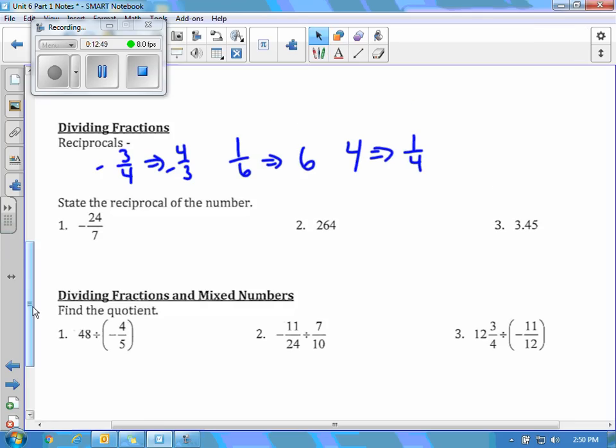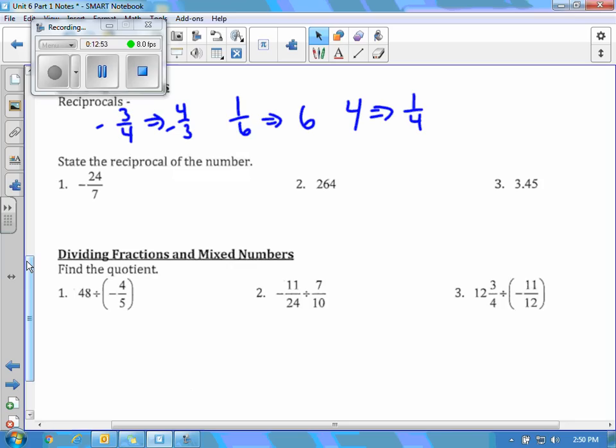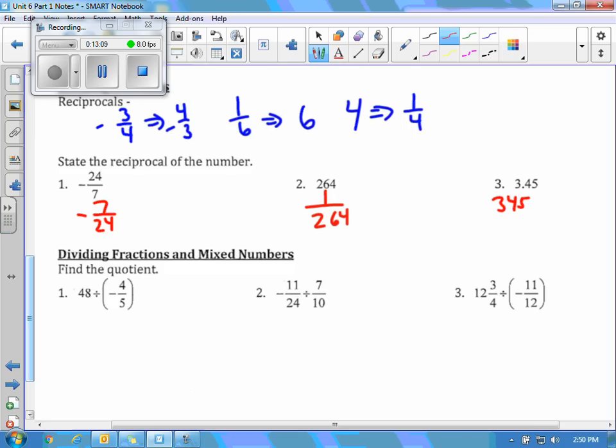So looking at these, it says state the reciprocal of the number. So negative 24 over 7 would be negative 7 over 24. So again, I just flip it, but the negative stays. 264, the reciprocal would be 1 over 264. The last one, 3.45, is difficult. Okay, that's 345 over 100, if my decimal is in the hundredths place. So the reciprocal of that will be 100 over 345.